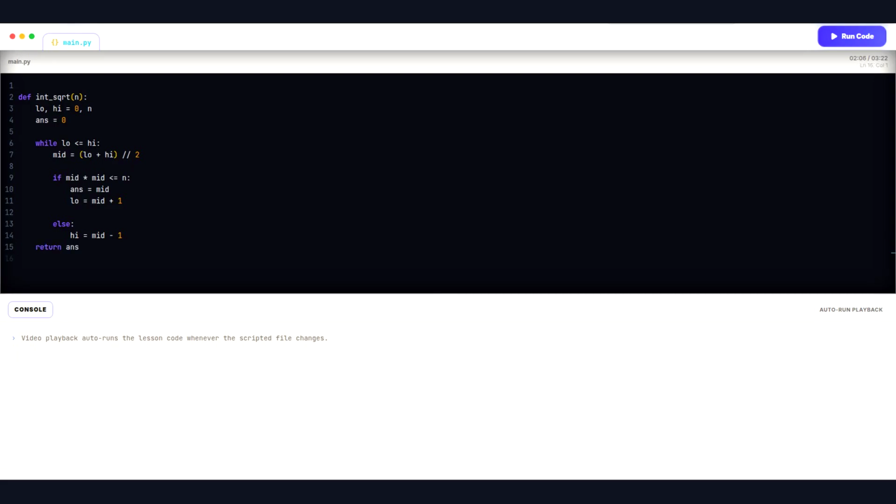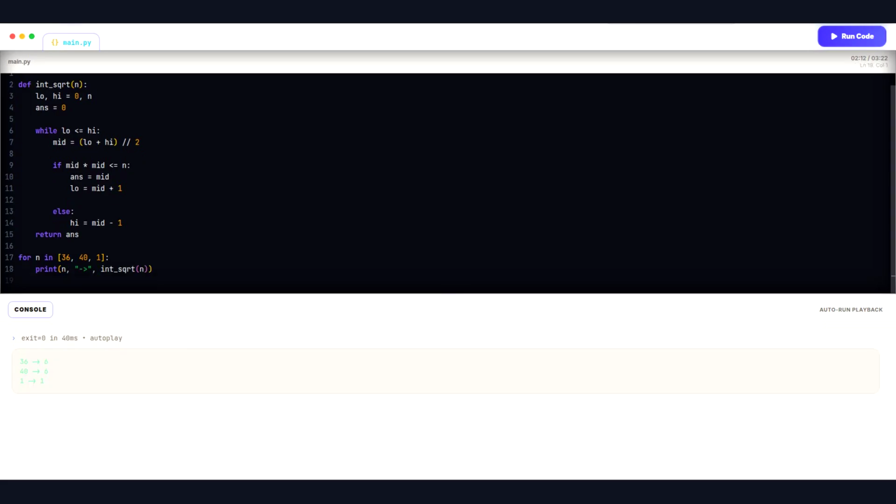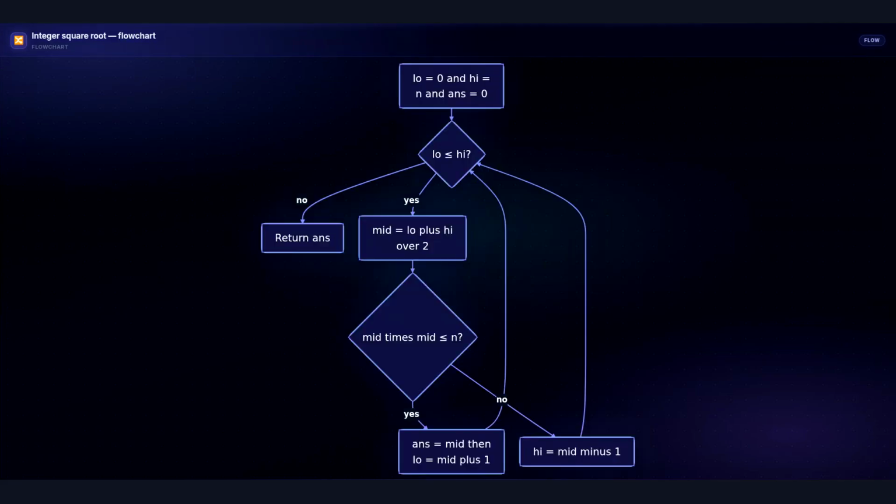Now, let's test it and hit run. There we go. The integer square root of 36 is exactly 6. For 40, it is still 6 because 7 squared would overshoot, and the square root of 1 is 1.